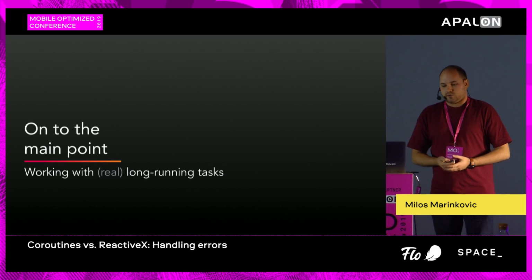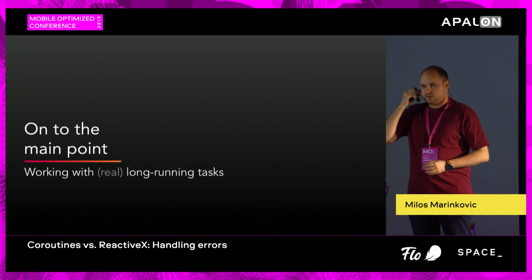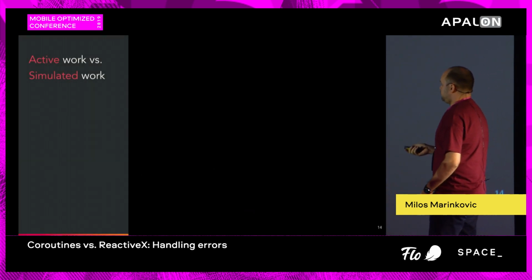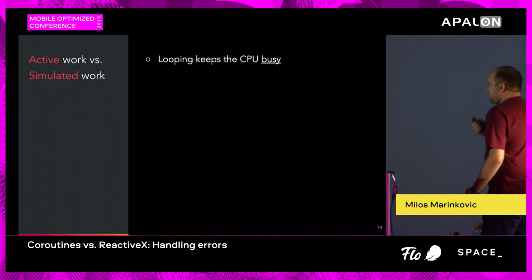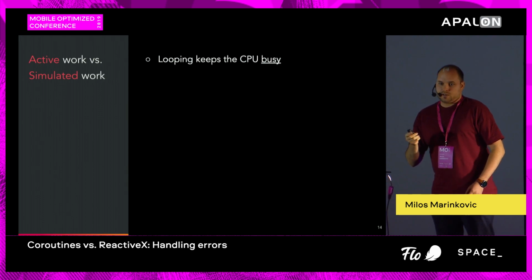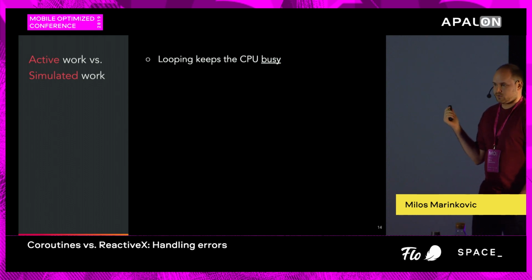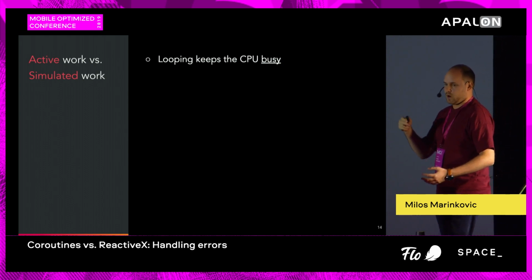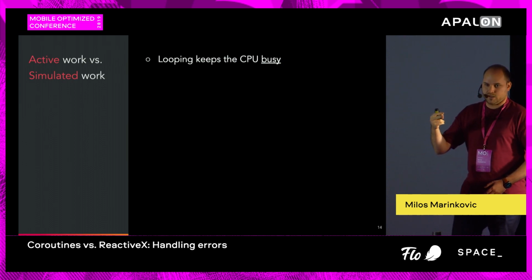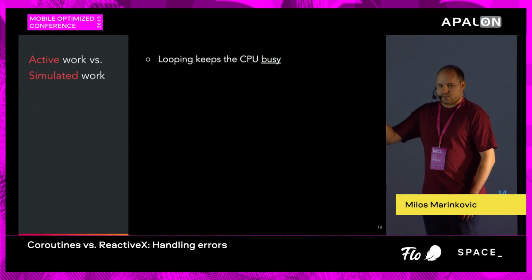So on to the main point. I will be mentioning real and simulated tasks a lot. To be able to differentiate between them, I'm differentiating between active and simulated work. Active work means something that keeps your CPU busy. To be able to demonstrate this easily, I'm using just a simple while loop. I'll show you the code: I'm just looping in place, and this is keeping the CPU busy. In a real world scenario, let's say it's a network call.